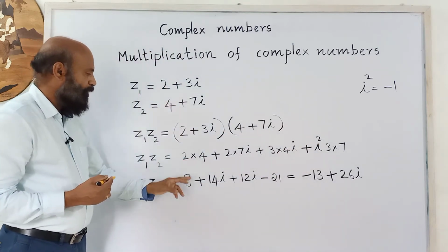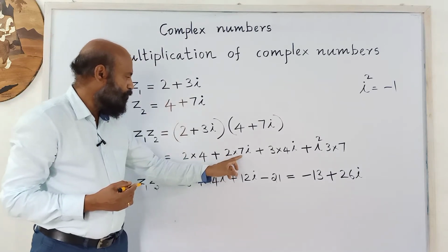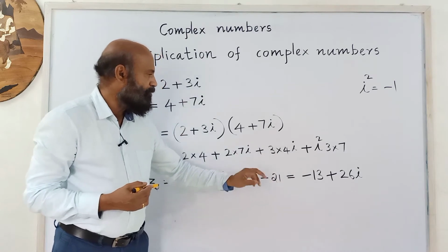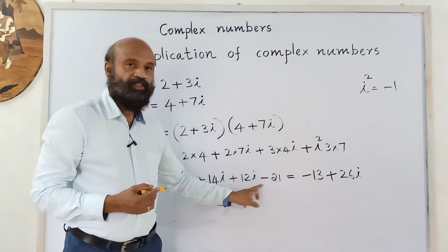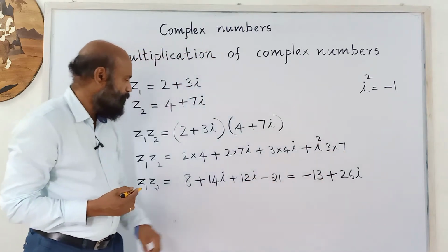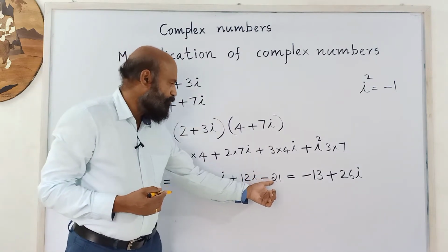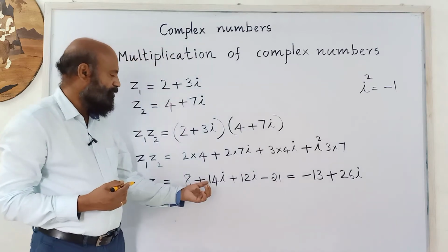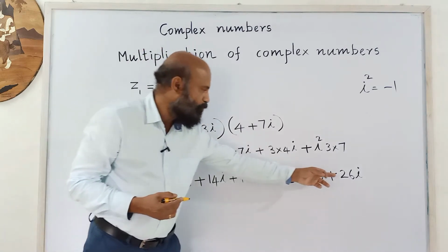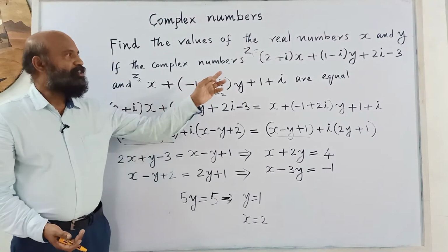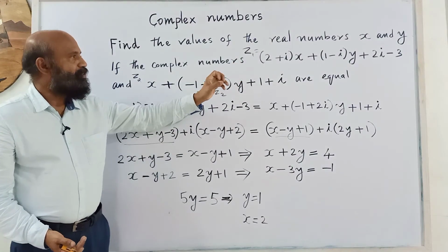Now 4 into 2, 8, then 2 into 7, 14i, plus 3 into 4, 12i. i square is minus 1, so 3 into 7, 21. Now 8 minus 21 is minus 13, then 14i plus 12i is 26i.